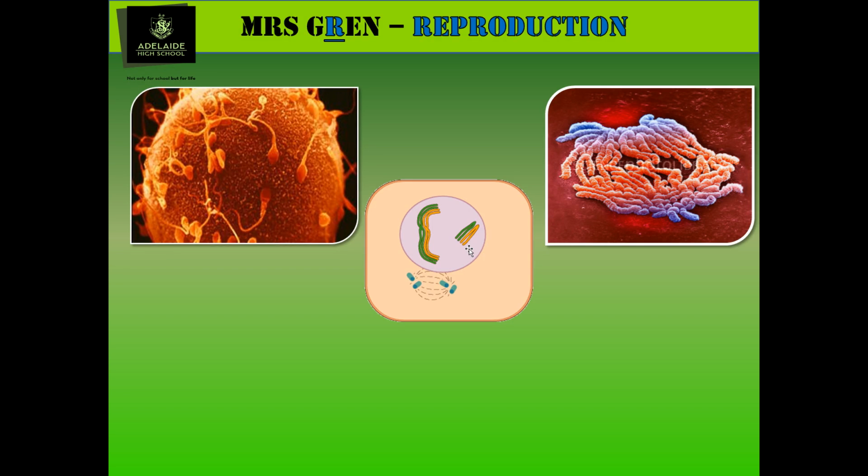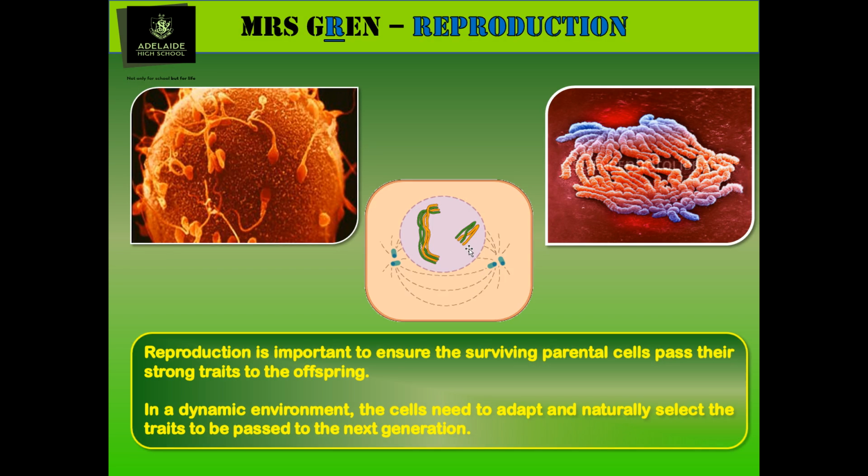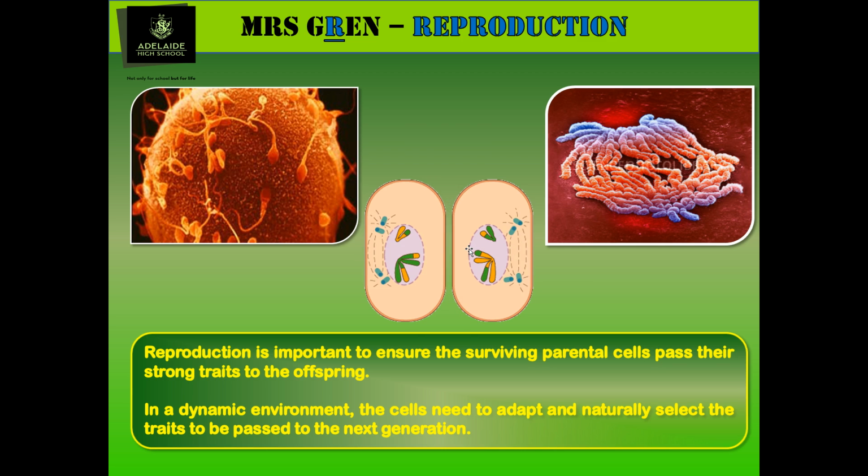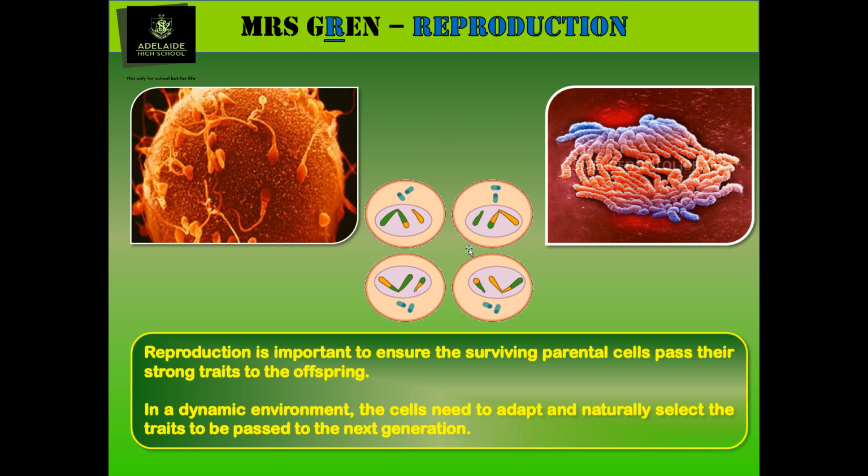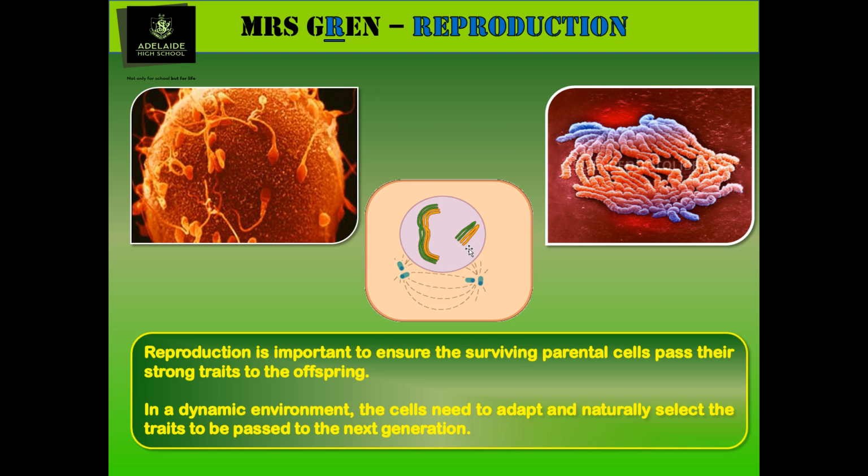Okay, and in reproduction, we also see not only cells reproducing, but there has to be an interlink. You need to gain the appropriate nutrition so that the cell can reproduce. This is very important because parental cells need to pass the strong traits to their offspring. And in a dynamic environment, the cells need to adapt and naturally select the traits to be passed on to the next generation. So, in other words, if you are in a new environment, you need to adjust, you need to adapt. Once you have adapted, you will definitely try to pass on these strong traits because you definitely want your offspring to survive more.